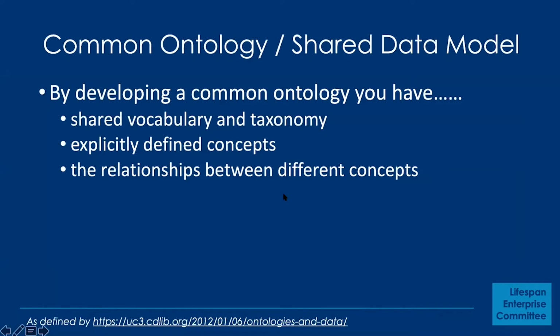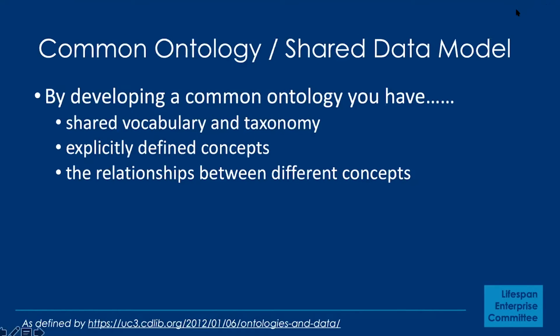The next big concern is really having a common ontology or a shared data model. Having a common ontology really means that we have a shared vocabulary or taxonomy of the data, and we're explicitly defining how these different data sources are related to each other. So what do I mean by that?